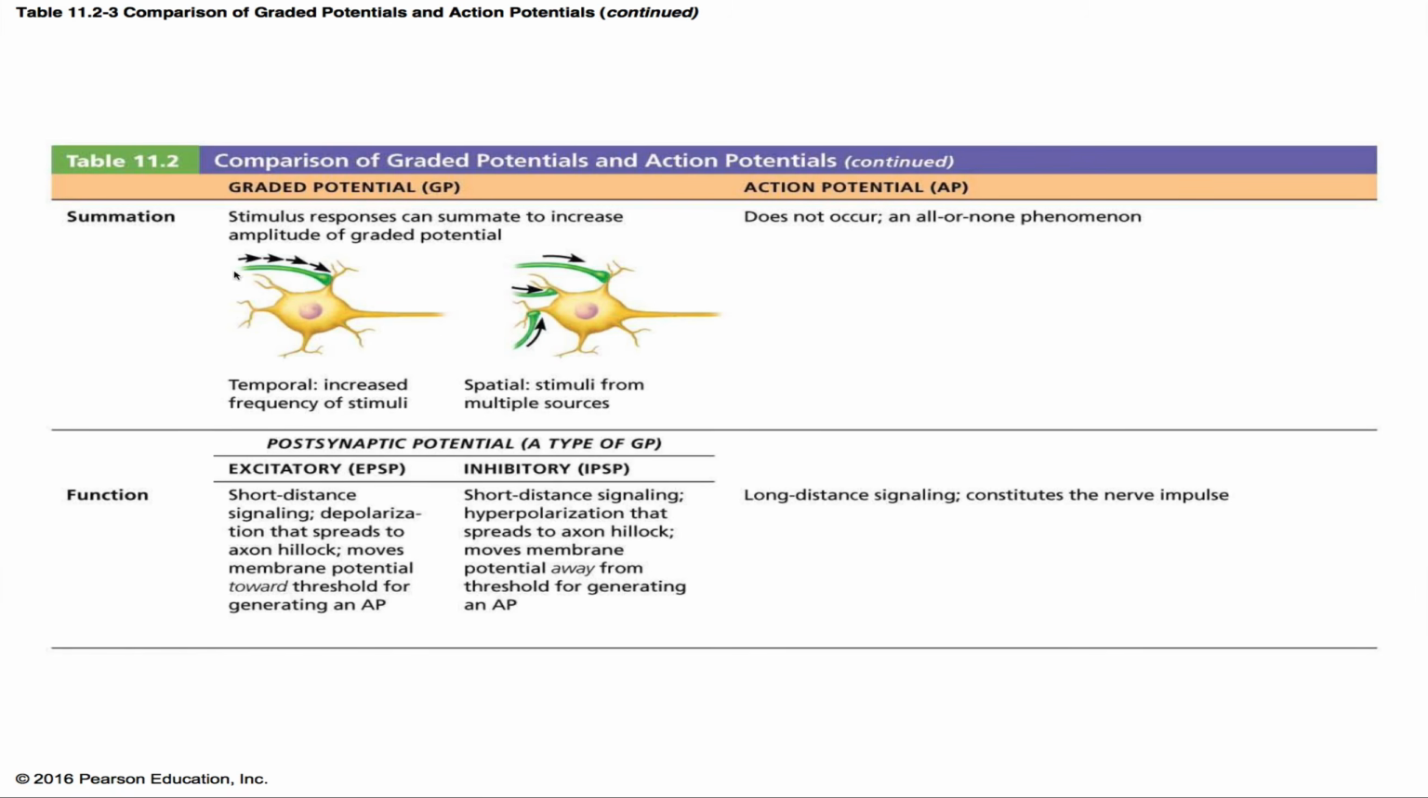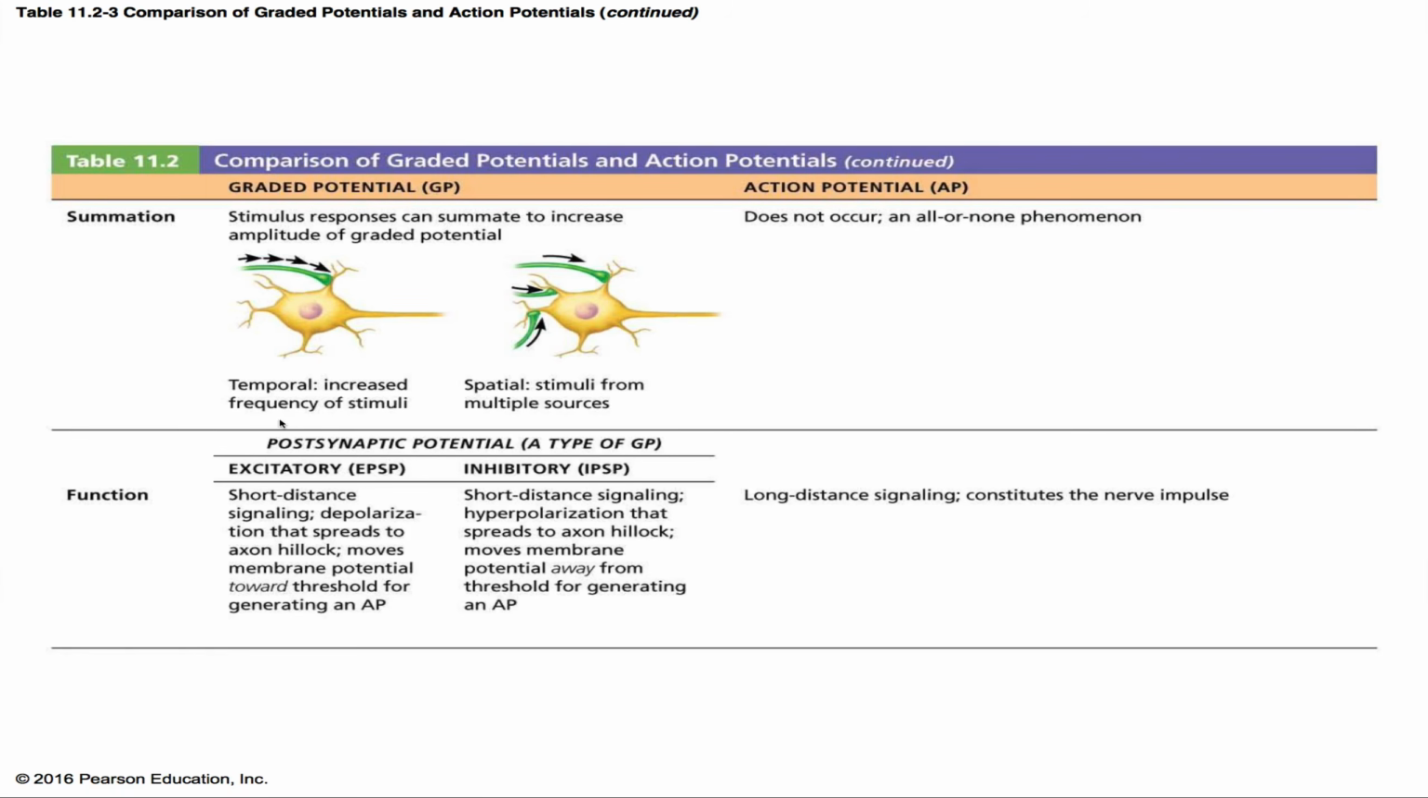As far as summation goes, it doesn't occur in action potentials. Instead, we have the all or none phenomenon. In graded potentials, we have temporal and spatial summation. Temporal summation is from the increased frequency of the stimuli, whereas in the case of spatial summation, the stimuli come from multiple sources.